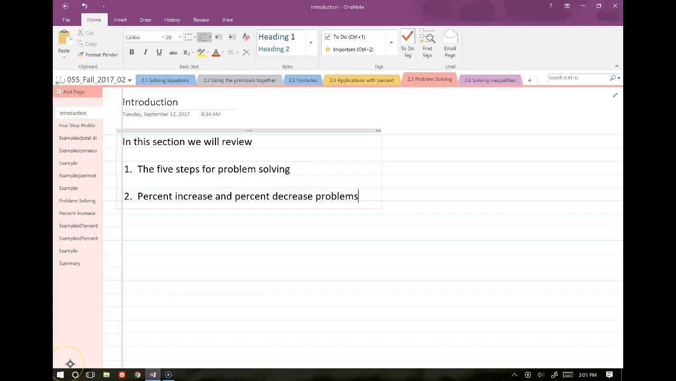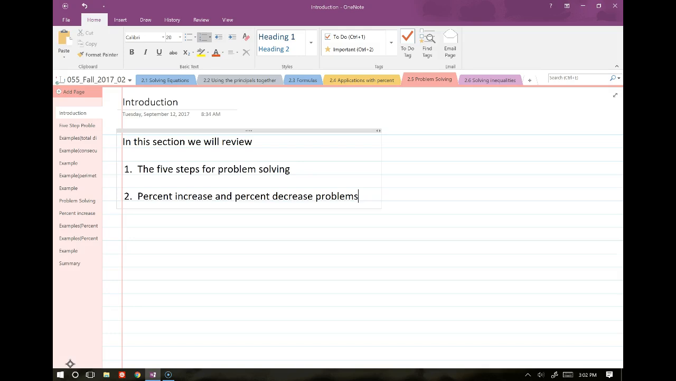All right. So today we're going to go over section 2.5 on problem solving. This is problem solving in relation to applications. We're going to review the five steps for problem solving. It's like a recommended step-by-step process to solve equations. And then we're going to be going over percent increase and percent decrease problems. There's going to be quite a few in the middle that we're going to be using other formulas for, so you'll see what that means when we get there.